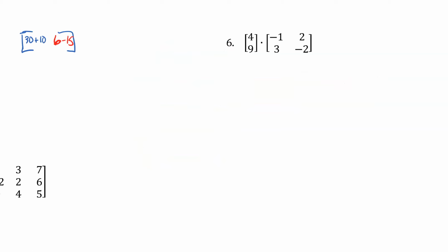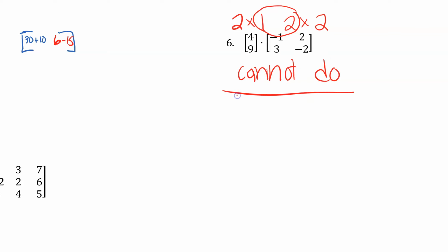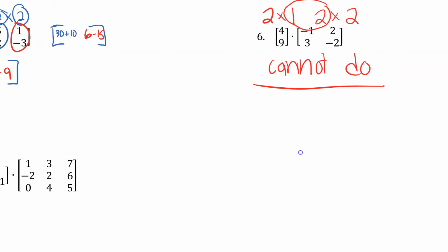Number 6. This is a 2-row by 1 column matrix that we want to multiply by a 2-row by 2 column matrix. Big issue. Those are not the same. Cannot do. Not possible. We can't multiply a 2 by 1 by a 2 by 2. If they were the other way around, if it was a 2 by 2 by a 2 by 1, then we could. But since these didn't line up, we couldn't.